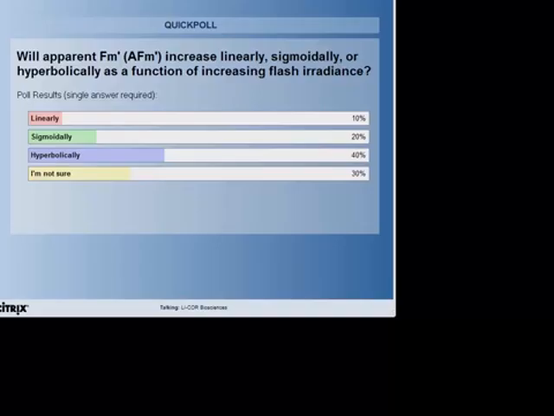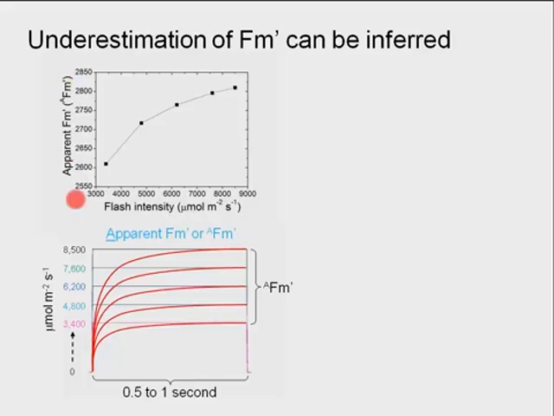So shown here are experimental estimates of apparent FM prime plotted as a function of this increasing series of increasingly intense rectangular flashes. And for those of you who answered hyperbolically, sure enough, there you see it. So what's being shown here is that the apparent values of FM prime increase in a hyperbolic manner in response to the increasing flash intensity. Now, because these values are increasing in a hyperbolic manner, that implies that none of these values really represent the true value of the maximum fluorescence yield.